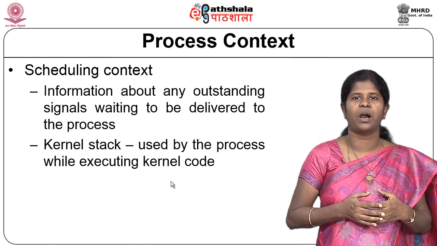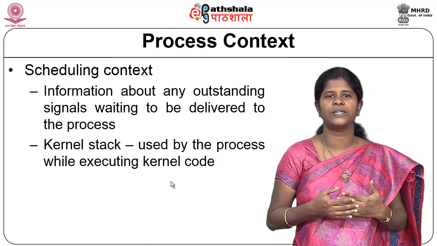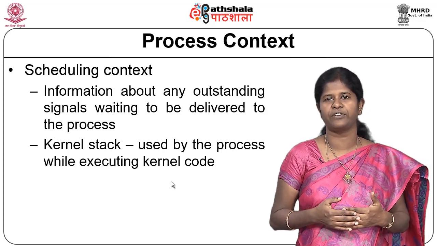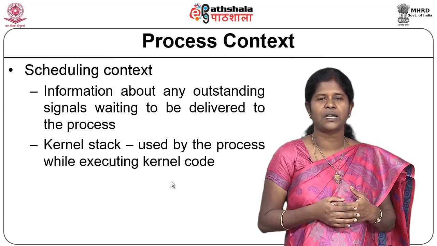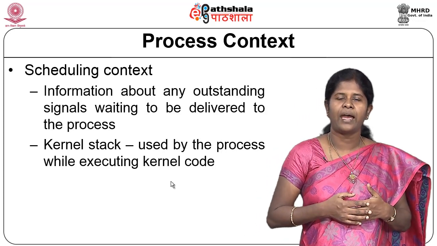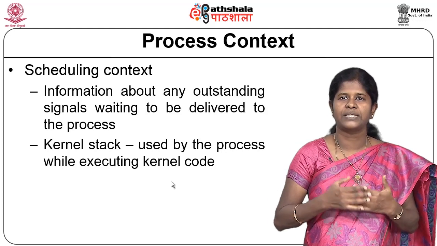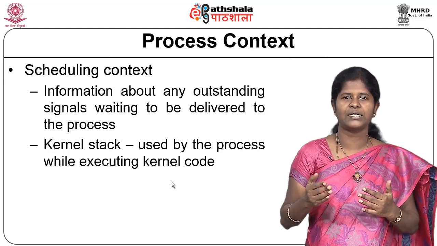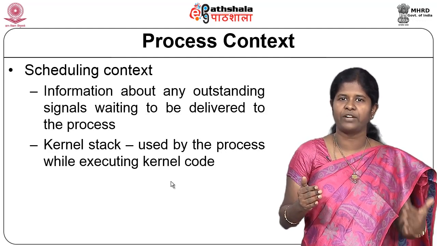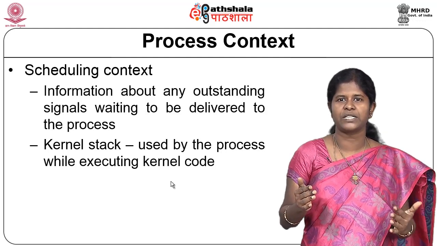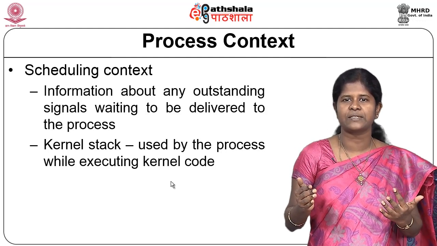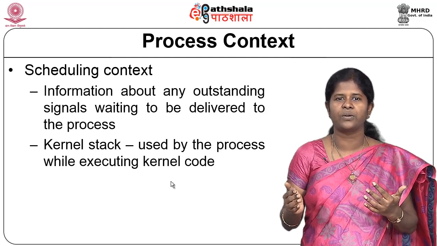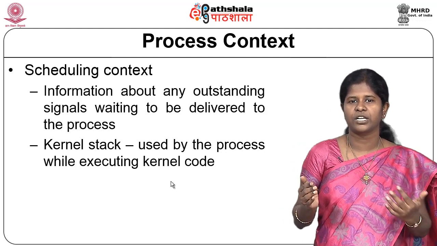Then we have information about any signals that are waiting to be delivered to the process. Signals, or notifications about the happening of an event, can be sent to a process from one process to another, or from the kernel to a process. If there are signals pending which have to be notified to a particular process, that is, the process has been sent some signals but has not yet received them, they are all waiting to be notified, then this information also comes under the scheduling context.